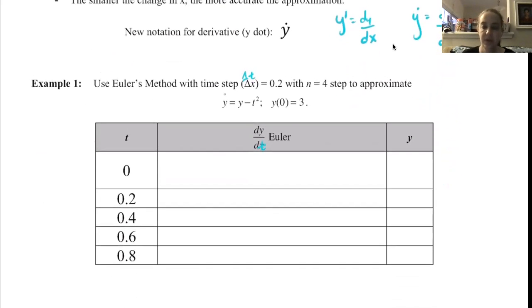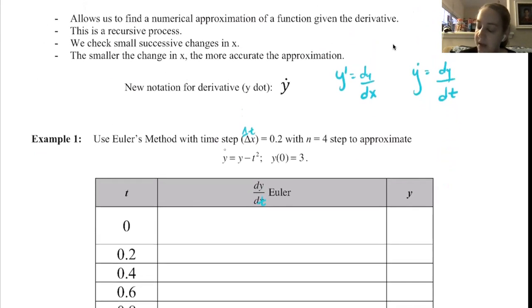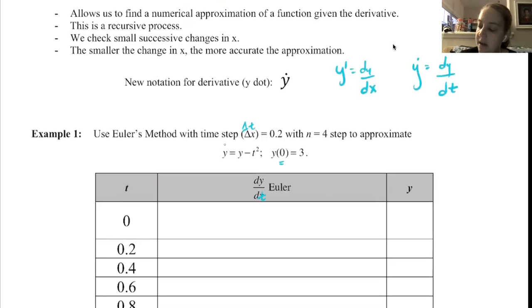So you are going to need, without a doubt, your calculator today. Get your calculator. There's no way to do this without. So my initial t value is 0, so that's this. My initial y value is 3.